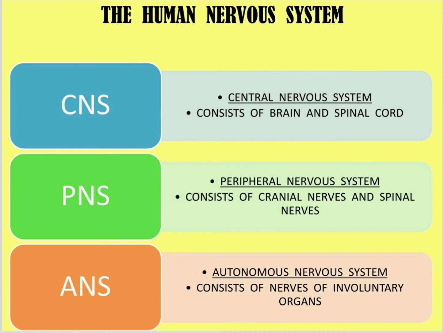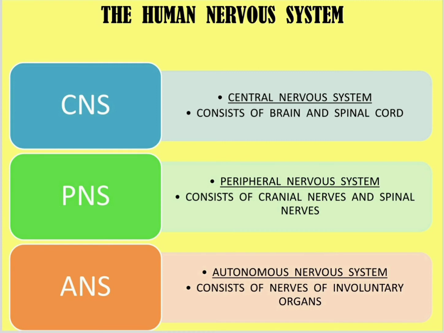Then you have the PNS, which is the peripheral nervous system. This consists of the cranial nerves. Cranial means your skull, the nerves which are present around the skull, and the spinal nerves, the nerves which are present around your spinal cord. Okay, not inside, outside. We are talking about outside.